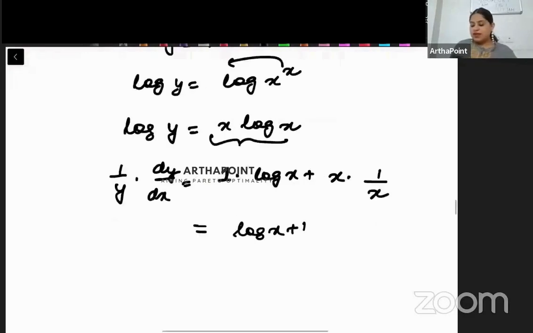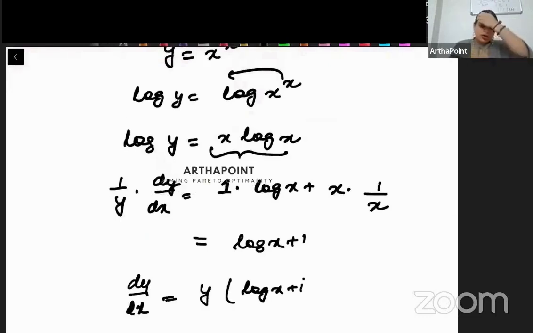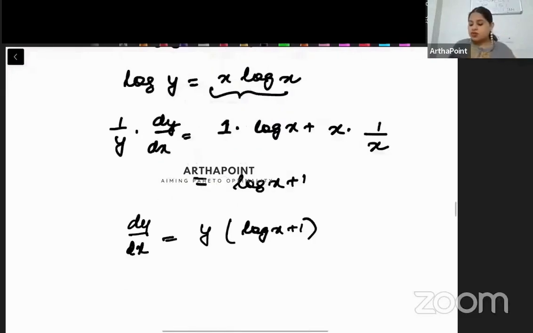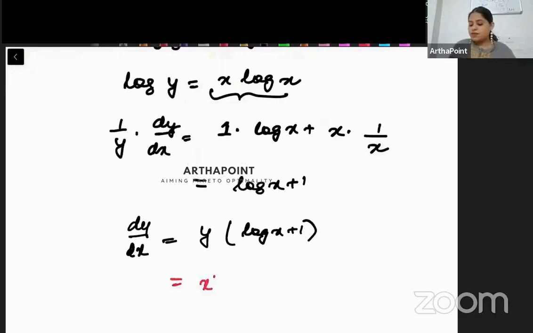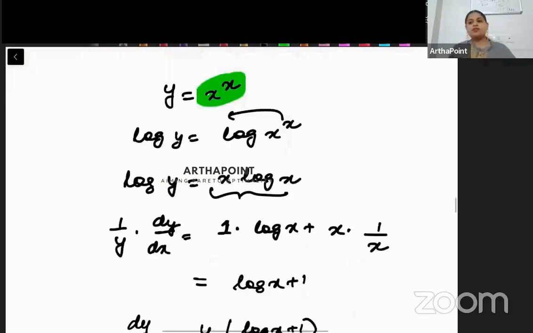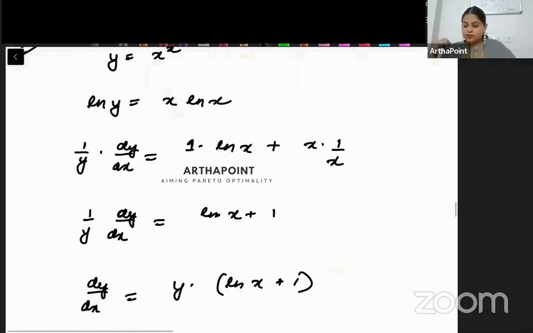So beta, dy by dx will be y log x plus 1. But y was what? Y was x to the power x. So this is going to be x to the power x, 1 plus log x. This is the answer to your question. Okay. Now, let us go to the next question.